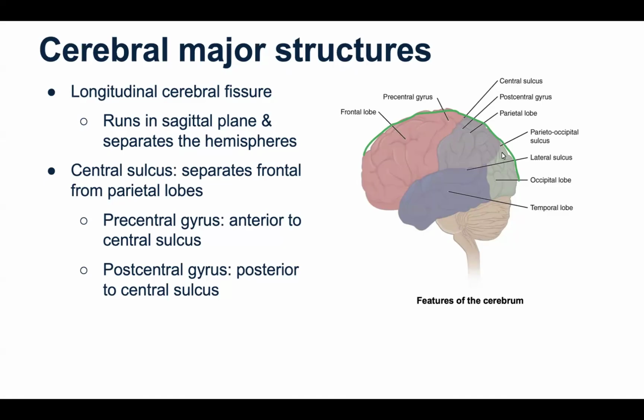The central sulcus separates the frontal from the parietal lobes. And since it's a sulcus, it's not as prominent as a fissure. Actually, sometimes it is a little difficult to tell if you're looking at the central sulcus on an actual brain. But it's important for differentiating two important gyri, your precentral gyrus as well as the postcentral gyrus. The precentral gyrus is the primary motor cortex, whereas the postcentral gyrus is the primary somatosensory cortex.